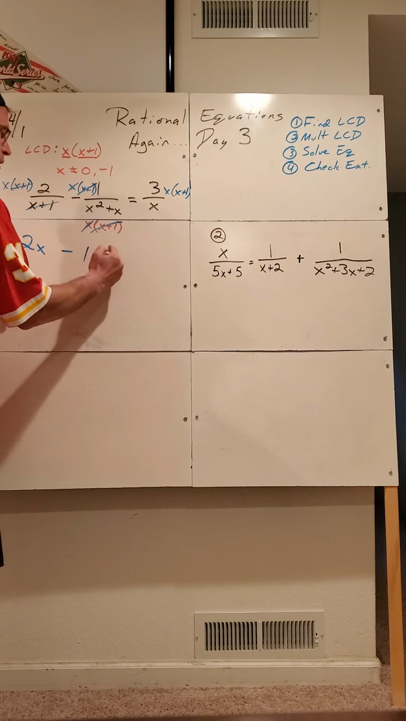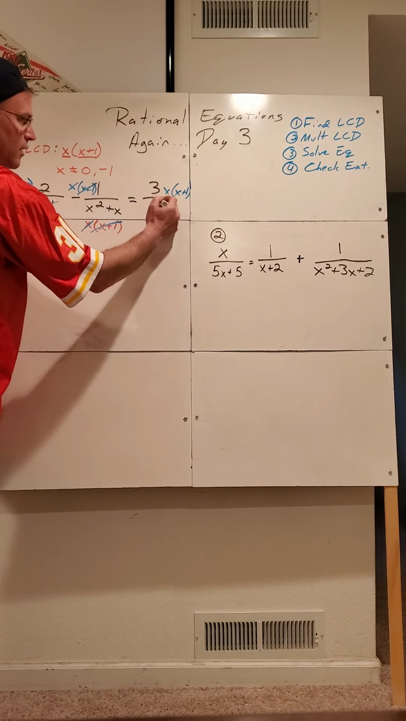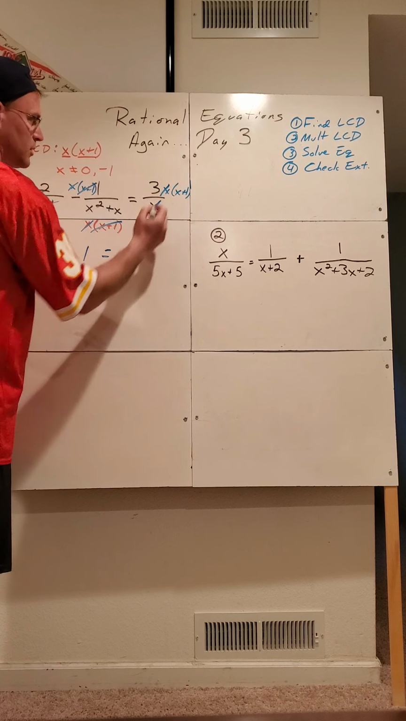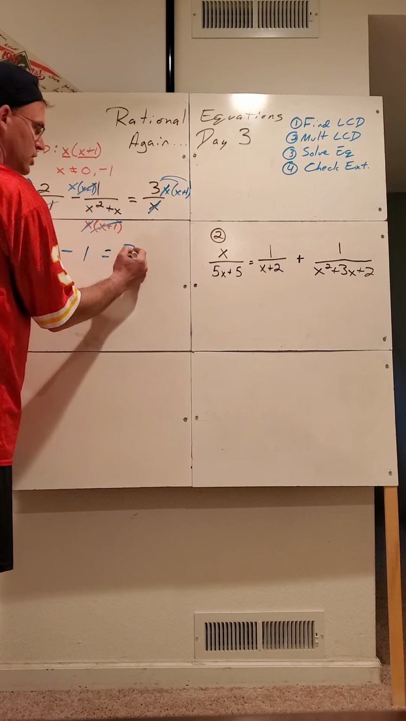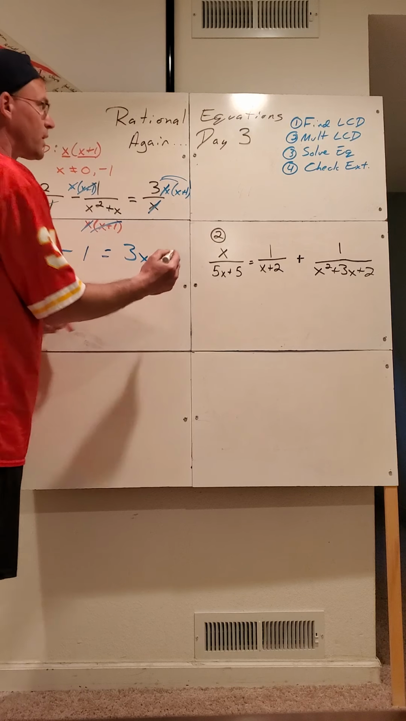I have a -1. Nice. Over here, x and x is gone. I have an x plus 1 left. I got a little distribution action. I got a 3x plus 3. Bam. Multiply the LCD. Done.